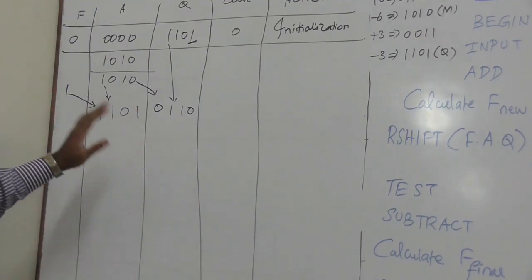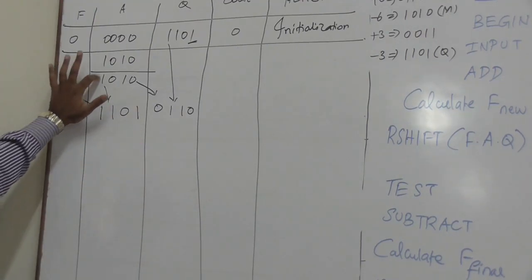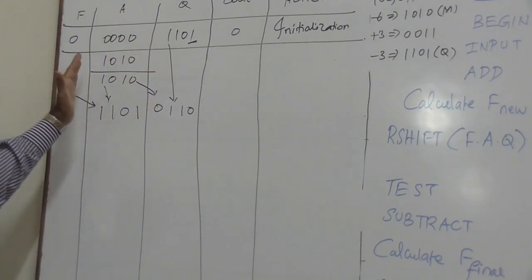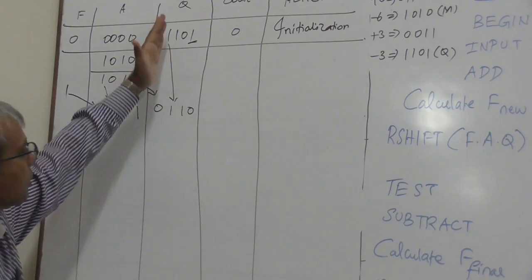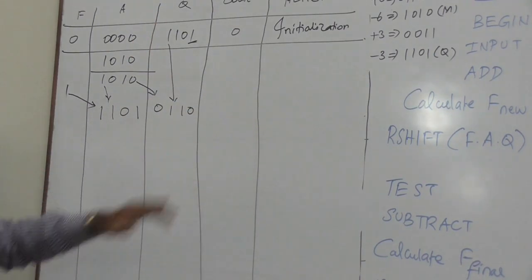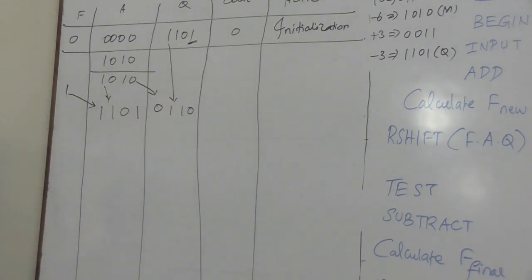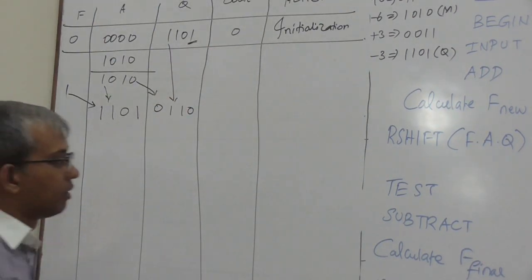Right? So you have to do the shifting. Shifting of F, A, and Q. The sign bit of F is placed here, and then the A value is shifted right, and then the Q value is shifted right, by 1 bit. And you see here, the processed bit of your multiplier is discarded now because the operation is over. What is the next step?